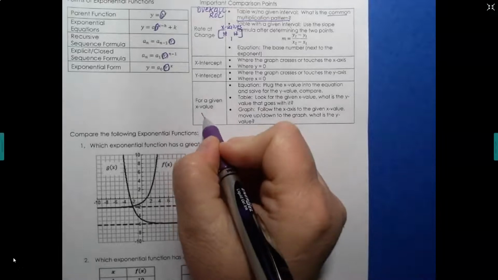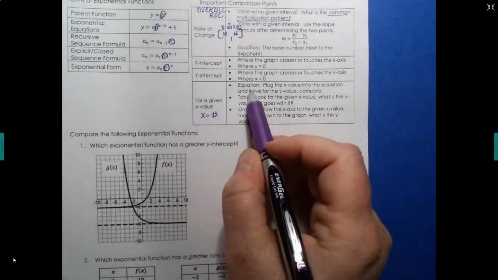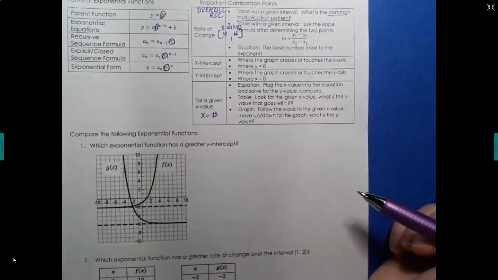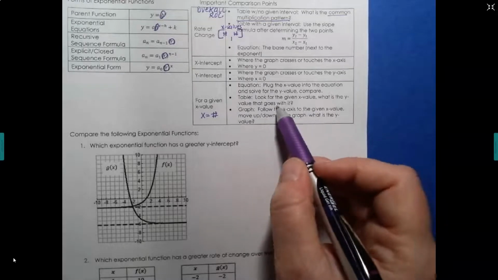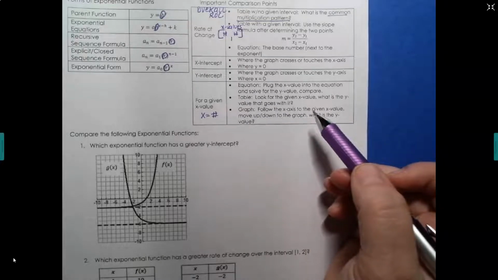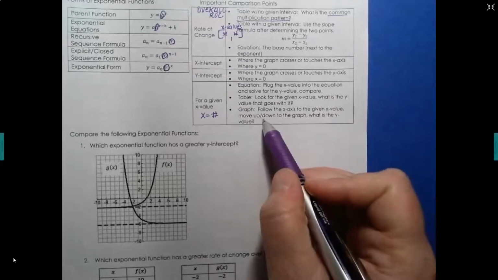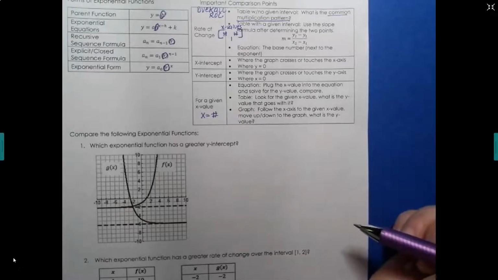So I would say x equals some number when it's that. If you have an equation, you're going to plug that x value into the equation and solve for the y, and that'll give you the point. For the table, look for the given x value, and then you'll see your y value that goes with it. For the graph, follow the x-axis to the given x value, and then you move up or down to the graph, and that will help you find your y value.